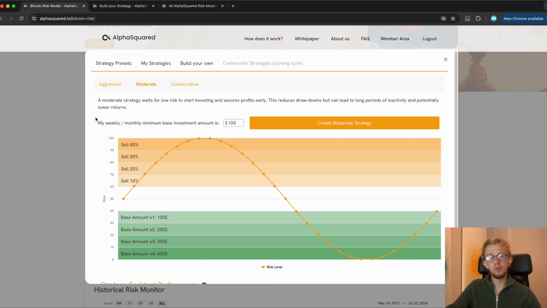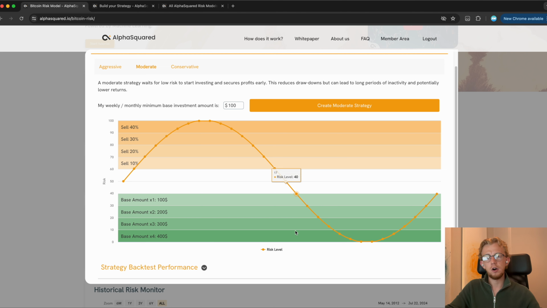So how does buying using the risk model and risk-based DCA work? The idea is simple. The lower the risk, the more you invest. In this chart, the orange line represents the risk of Bitcoin on a scale from 0 to 100. The green and yellow areas represent different risk levels or risk bands in steps of 10. So these green areas indicate our buy zones for this particular strategy, which is the moderate strategy.